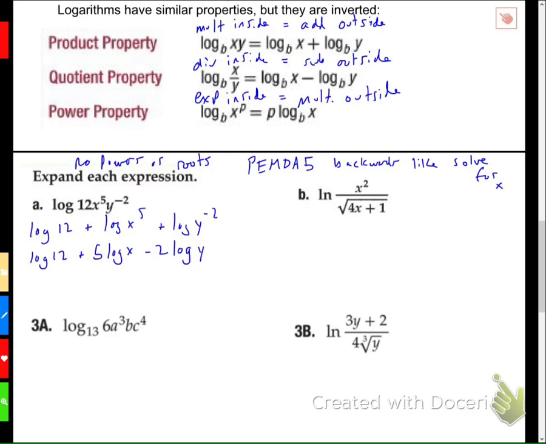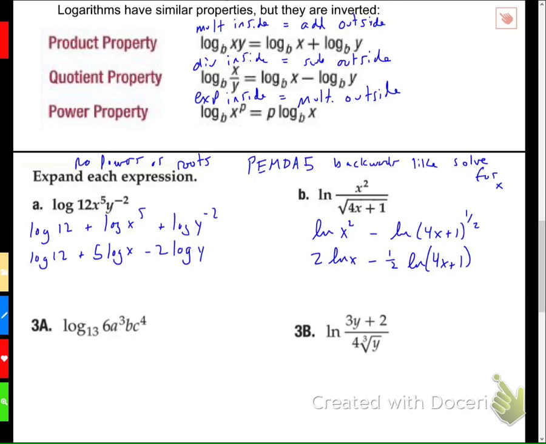Okay, so now for this next one here, we've got division. So I'm going to say ln of x squared minus ln of, and this square root is really the 1/2 power. So I'm going to go ahead and, since I have to write a separate step anyway, let me go ahead and just do my turning it into a 1/2 power right here. And then I'll bring out my powers. Okay, so 2 ln x minus 1/2 ln of 4x plus 1.